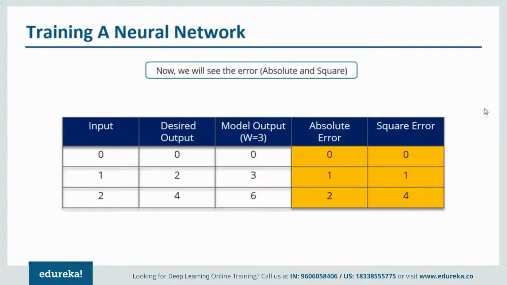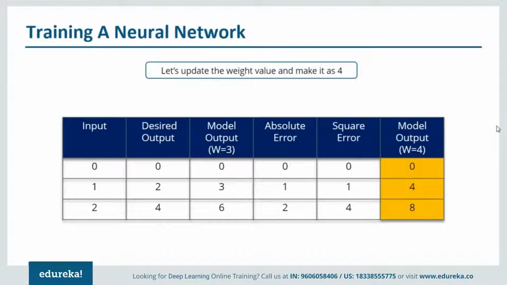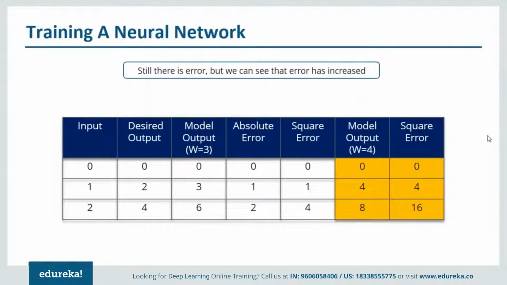All right. So now what we need to do is update the variables. We have seen that the output we got is different from the desired output, so we need to update the value of the weight. Instead of 3, our computer makes it 4. After making the value 4, we get the model output as 0, 4 and 8. And then we saw that the error has actually increased. Instead of decreasing, the error has increased. So you can see that the square error is now 0, 4 and 16, and earlier it was 0, 1 and 4. That means we cannot increase the weight value right now. But if we decrease it, make it 2, we get the output which is actually equal to the desired output.